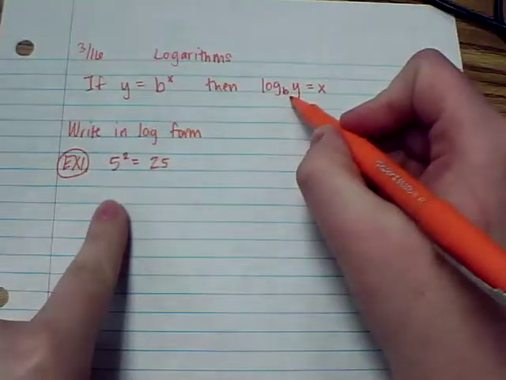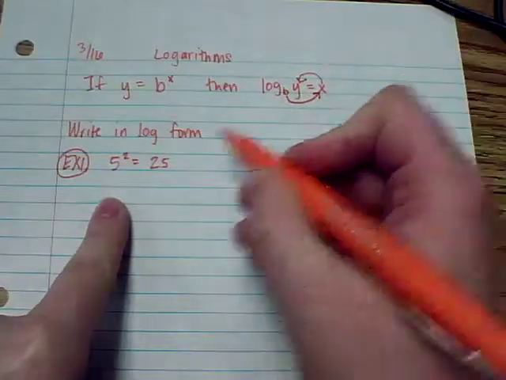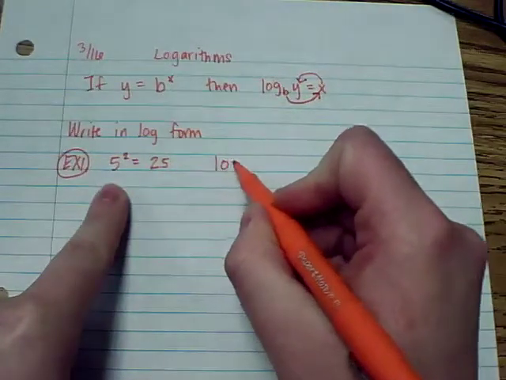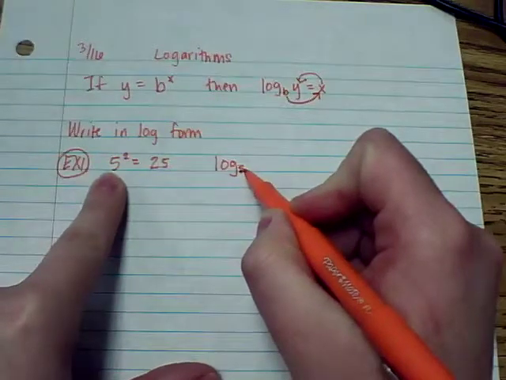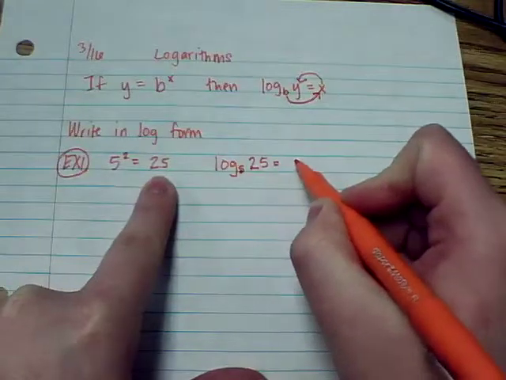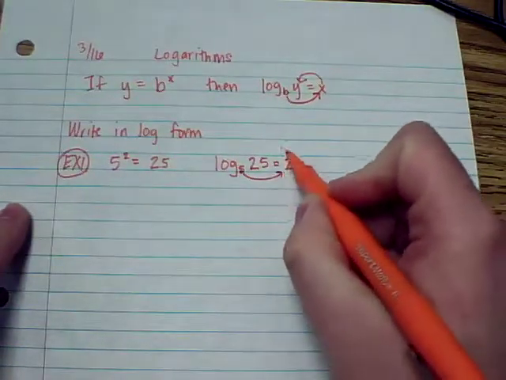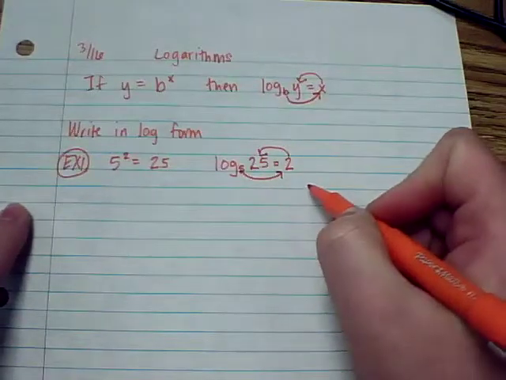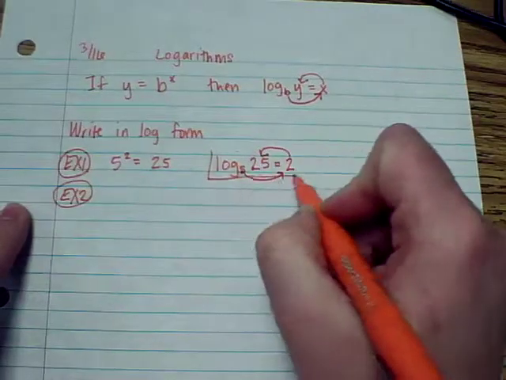So if I look at here, my base goes to the exponent, which equals y. So my log is my base. So 5 is the base of the exponential, 5 is the base of the log. What it equals is your exponent. So if I looked, 5 squared equals 25. And that's your answer right there.